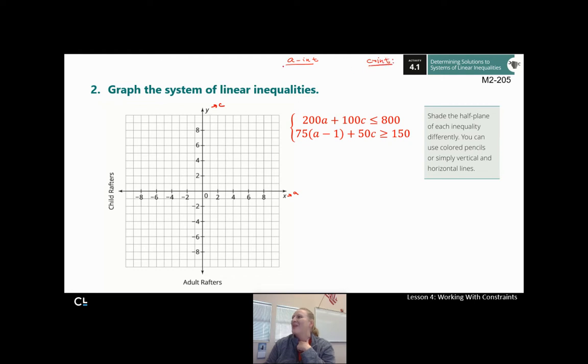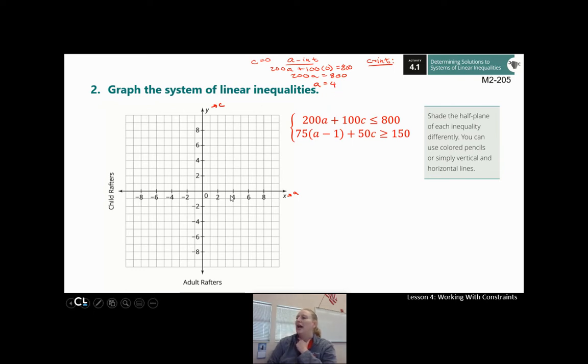We'll make it work. Remember that when you're finding your intercepts, you're just plugging in a 0 for the other variable. So for my a-intercept, I'm going to say, hey, c equals 0. So 200a plus 100 times 0 equals 800. And of course, that means you have 200a equals 800. And if you divide both sides by 200, you discover that a equals 4.